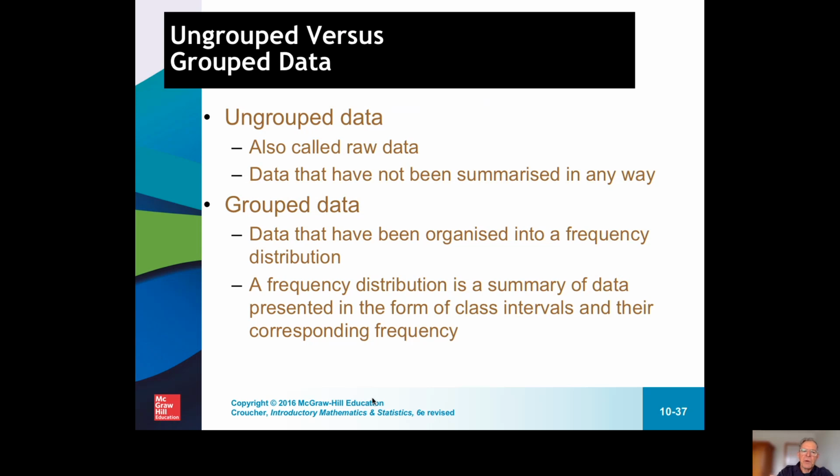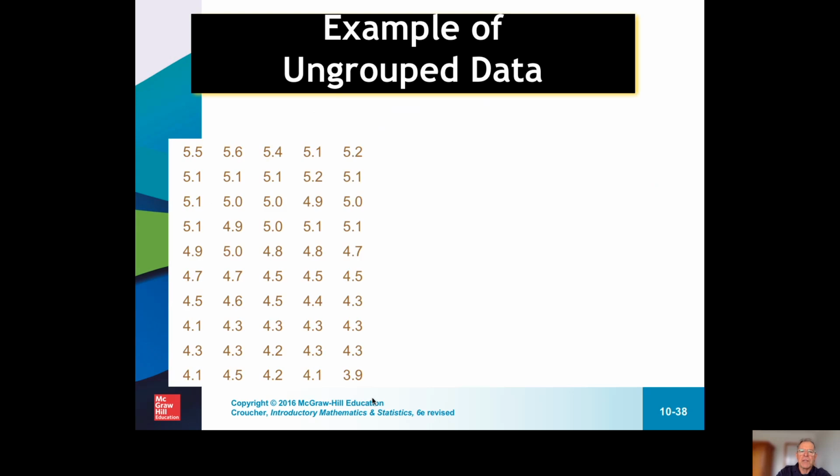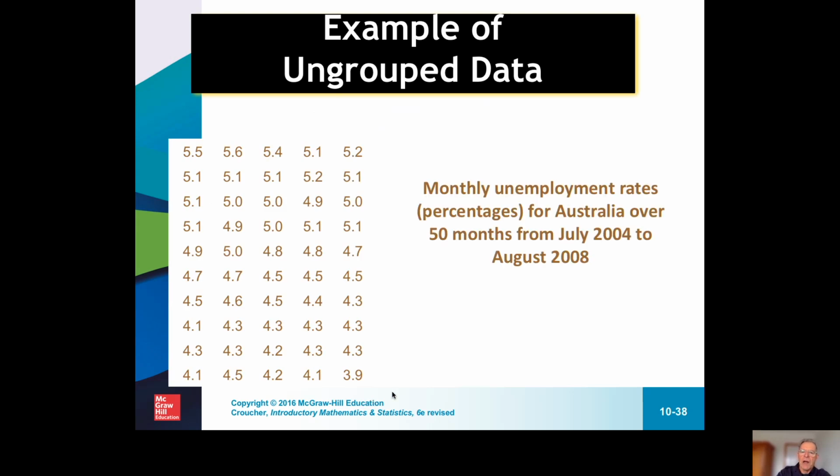We can have raw data. So we're going to look through ungrouped data, and then we're going to try and group it to summarize it and work out how we do that. So let's have a look. Here's the raw data. And this is what I was talking about before, these are the monthly unemployment rates for 50 months gathered from July 2004 to August 2008. 50 pieces of data. It's hard for your mind, it's all over the place. It's a bit ugly. So we need to make some sense of that.